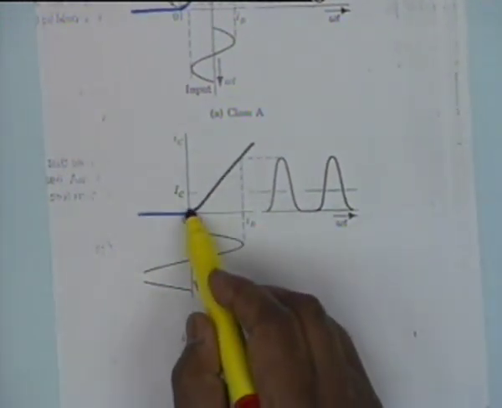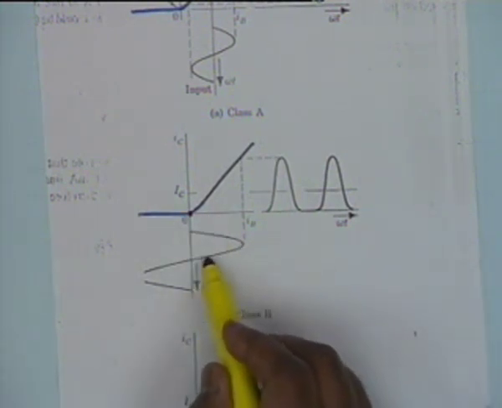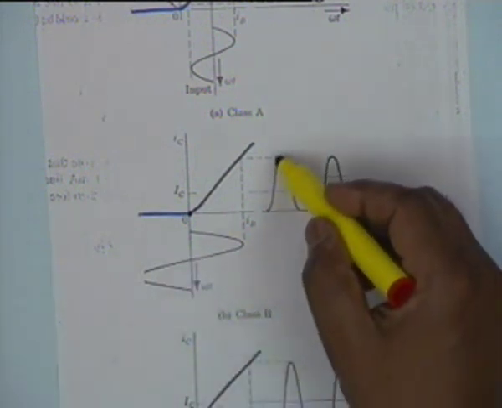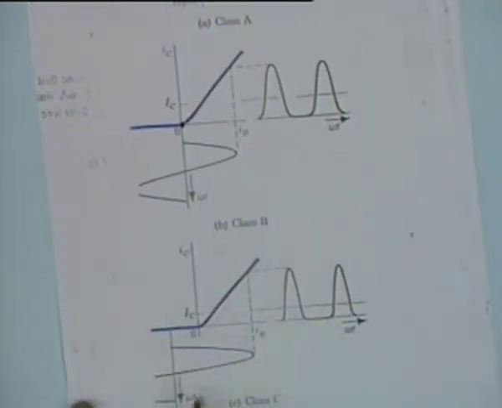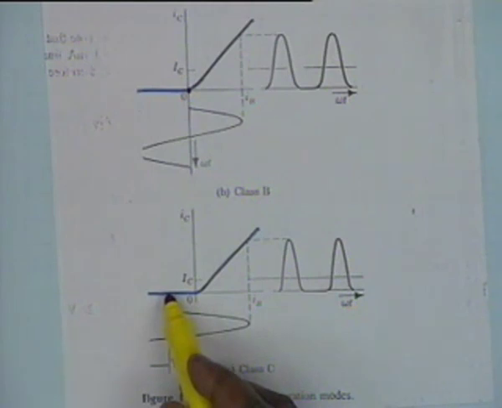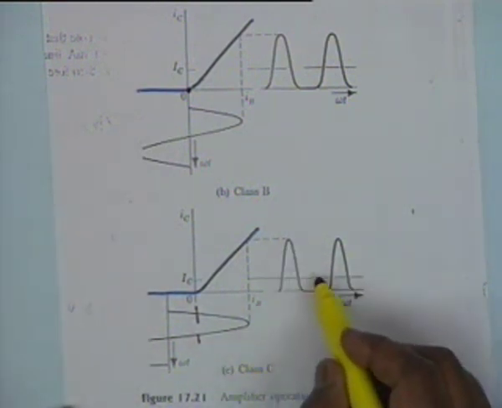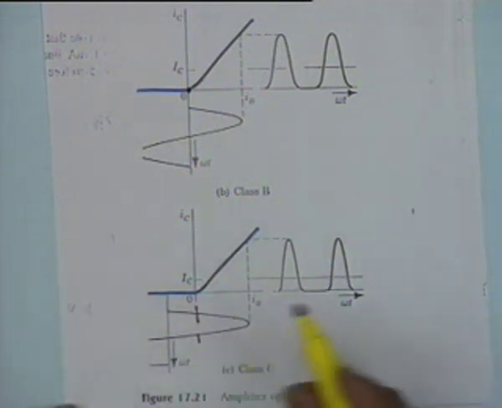If the Q point is shifted here, then it is only this part of the base current which makes the collector current flow. So the collector current is simply a half sinusoid. On the other hand, if the Q point is shifted somewhere here, that is the base is negatively biased, so that the signal has to rise above this limit to make the transistor conduct, then you shall get only parts of the positive half cycles, and this is the class C operation.